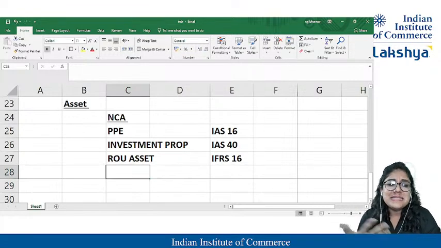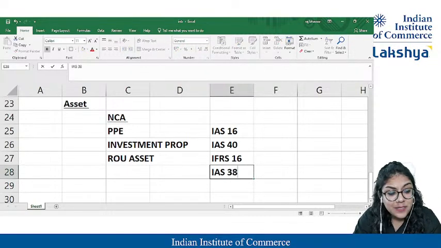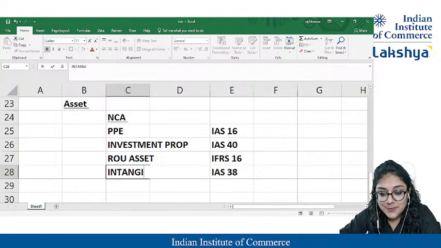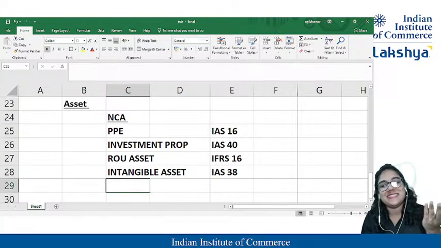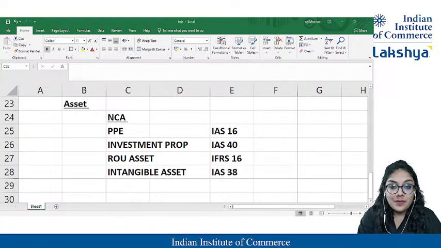Okay, so these are basically the standards. Then do you remember IAS 38? What is it? Yes, intangible assets. So what are basically intangible assets? You will be telling, ma'am, which we cannot see, which we cannot touch is an intangible asset. Yes. Then we know some examples also.